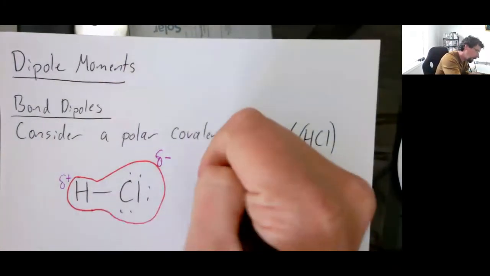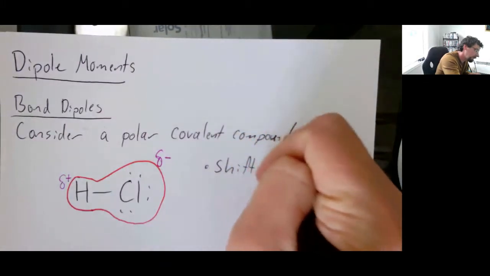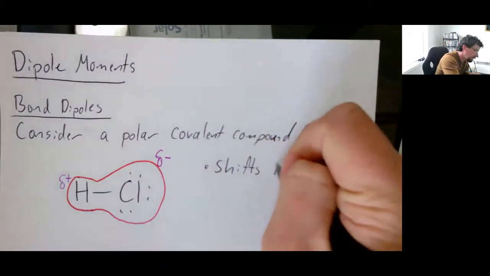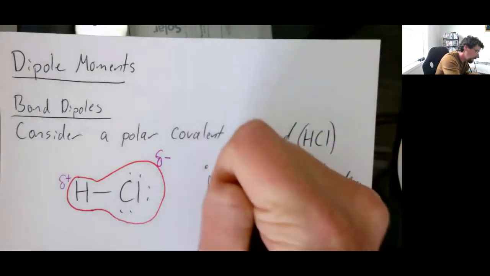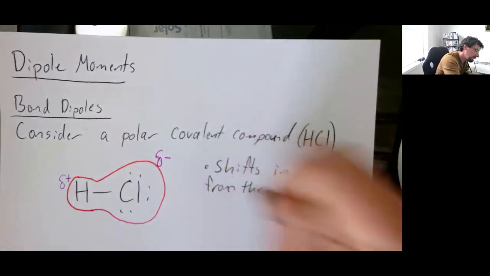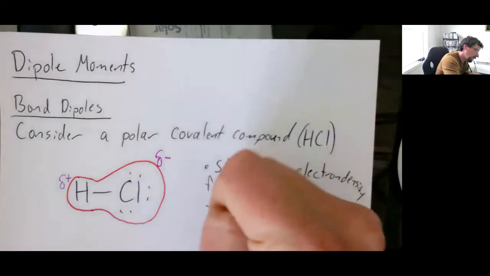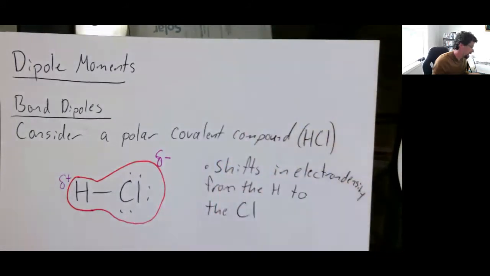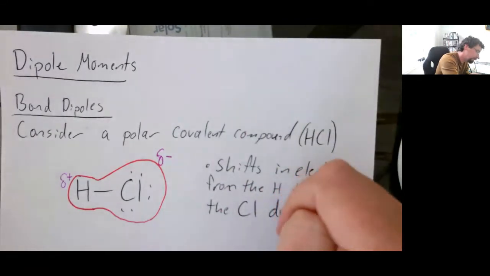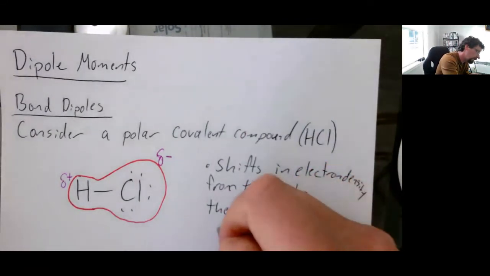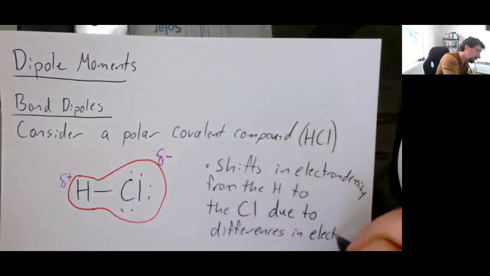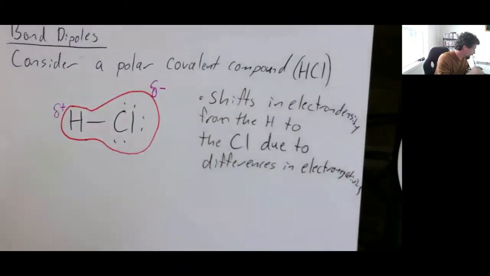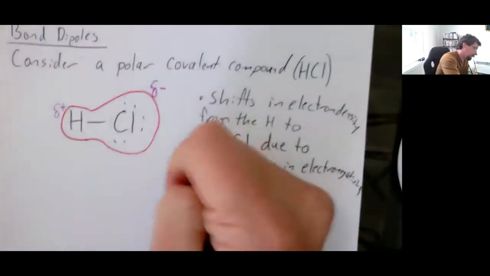So, shifts in electron density from the hydrogen to the chlorine are the result of differences in electronegativity. Okay, great. So now this leads to a bond dipole.